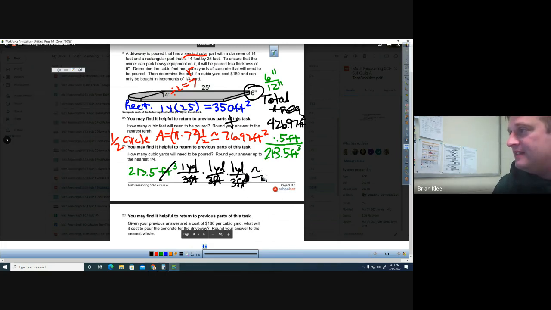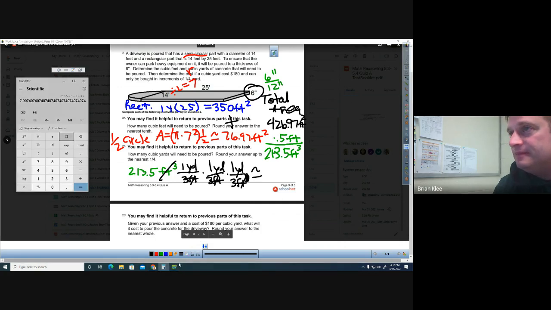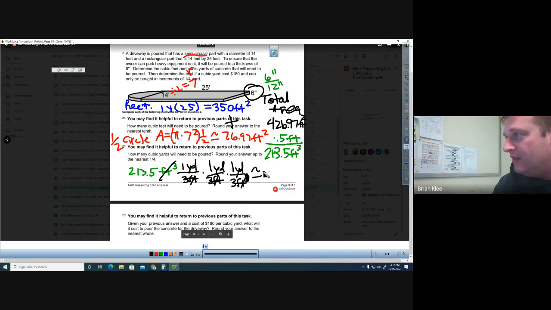We got 7.9 cubic yards. And the last part of the problem, it says round this to the nearest quarter of a yard. That would round up to 8. My other option is 7.75 or 7 3/4. I would not have enough concrete if I did that. So we've got 8 cubic yards is our answer we should have typed in for 2B.